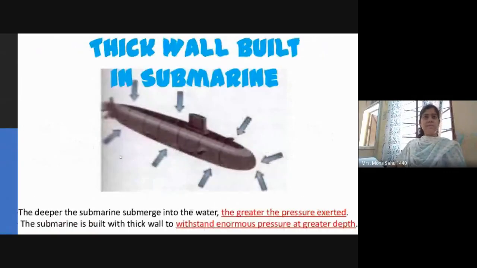For example, take a submarine. All of you know what submarines are, right? They submerge into the water and float inside the water. Greater pressure is exerted on it, so the shell of the submarine should be of greater thickness. The wall has to be thick so that it can withstand enormous pressure at a greater depth.